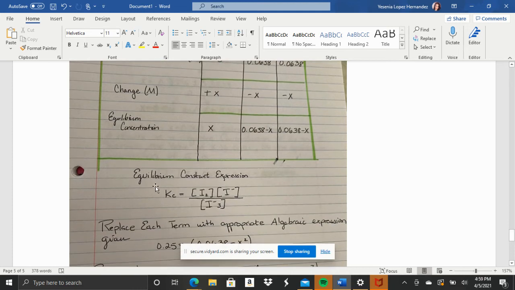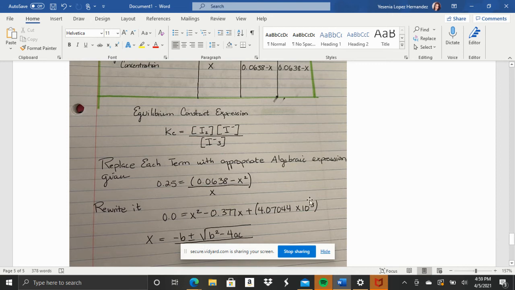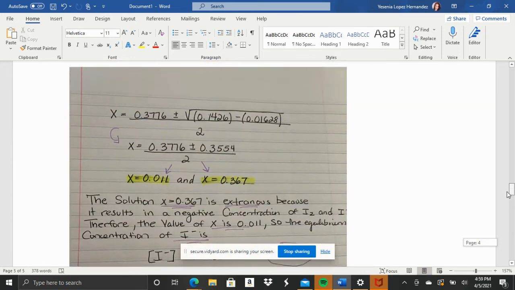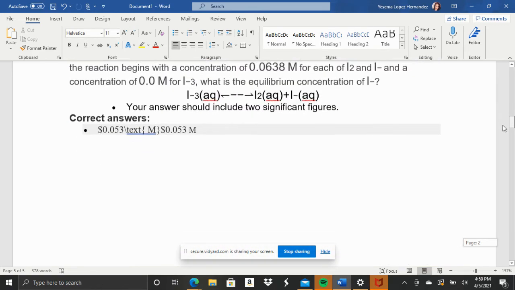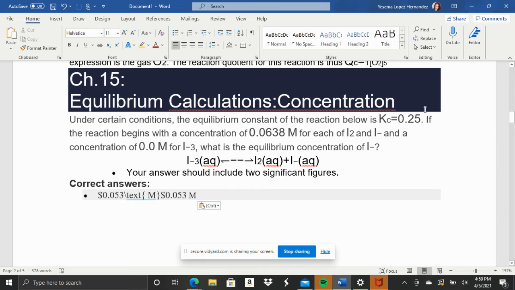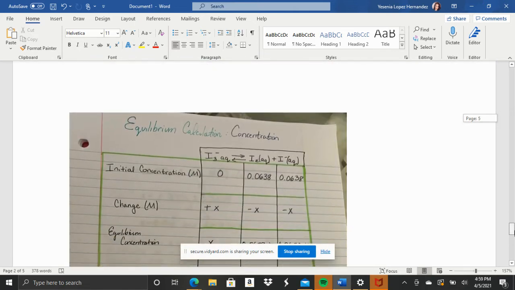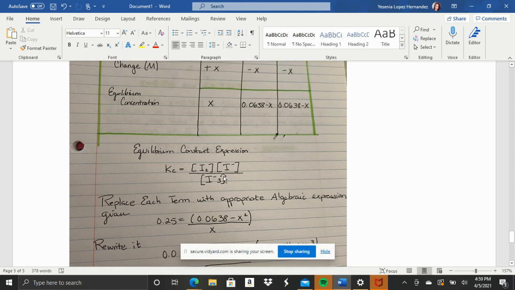And then you would have to know this expression, which is Kc equals I3 over I2 times I negative. Plugging these numbers in, you replace each term with the appropriate numbers given. So you would put 0.25 equals x over (0.0638 minus x) squared. I got these numbers from the question. We see the question, and they give us Kc 0.25, 0.0638 moles, and 0.0 moles. And if you look at the expression, you have to plug those numbers in.